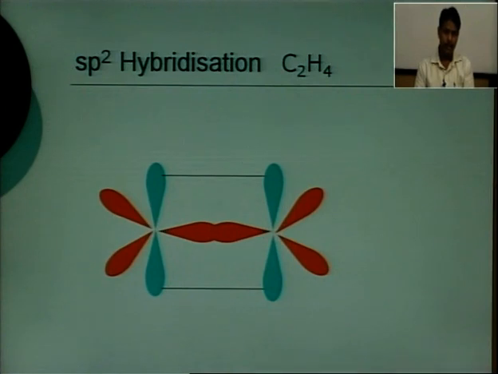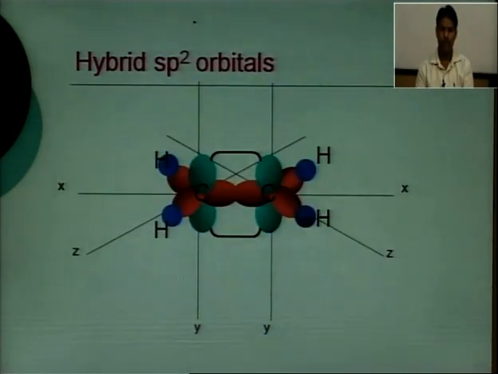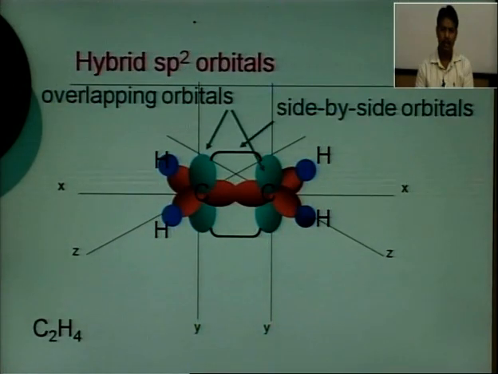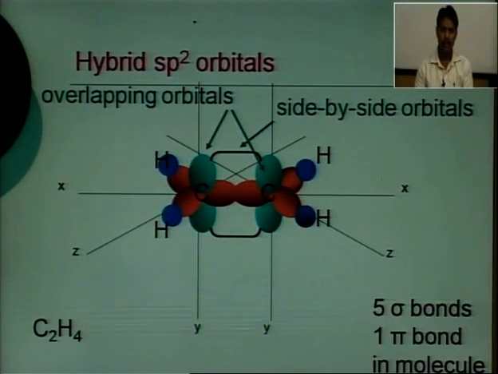In sp2 hybridization, there is sideways overlapping. The unhybridized orbitals overlap with each other. In the picture, the unhybridized orbital is shown. It shows sideways overlapping and forms a pi bond. So there are five sigma bonds, four with hydrogen and one between carbons, and one pi bond in ethylene.